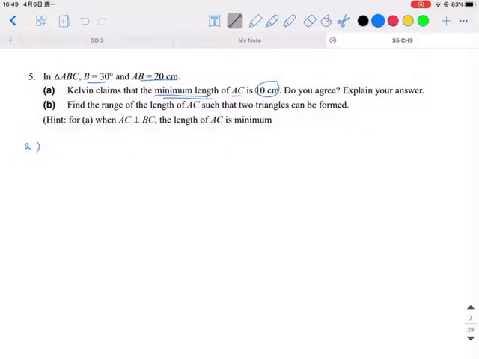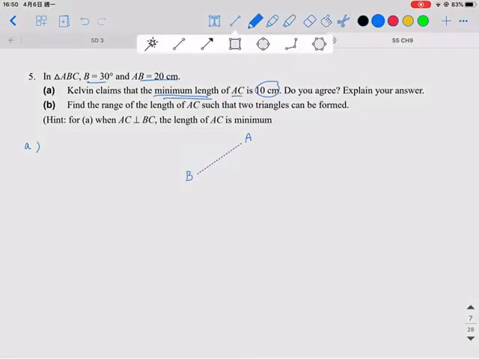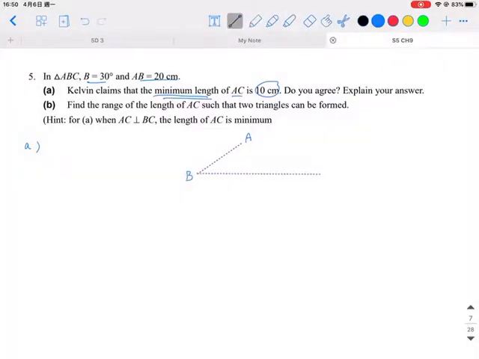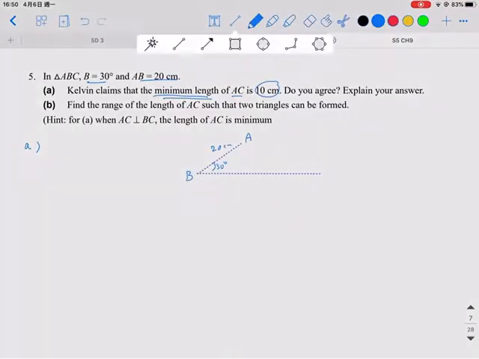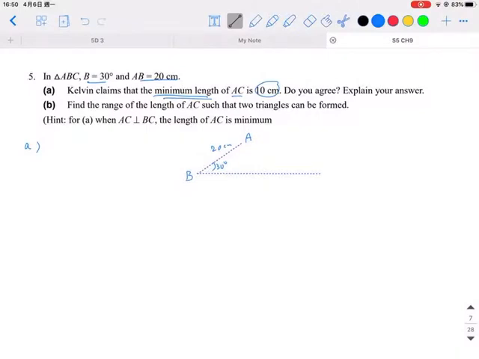It will be like this. Let this one be A and B, and then we have a horizontal line here. This angle B is 30 degrees and AB is 20 cm. So where will C be, the foot here? We have many options, for example here, first one, second one, third one, and fourth one. So we can call them C1, C2, C3, C4.